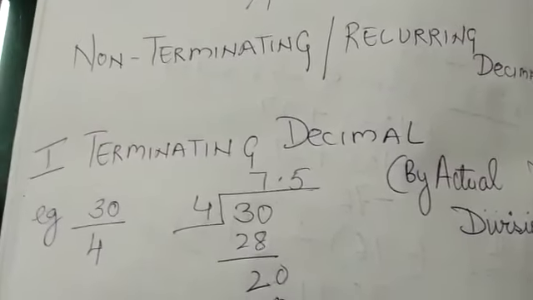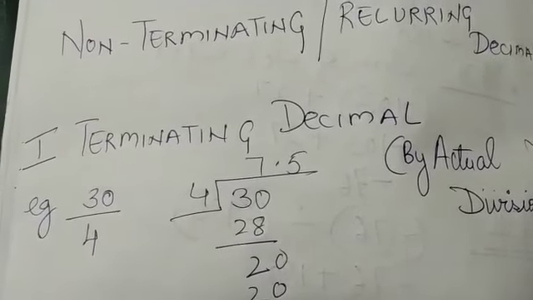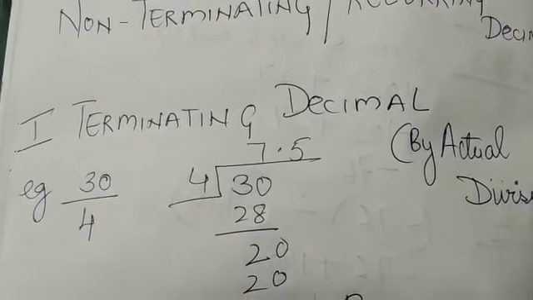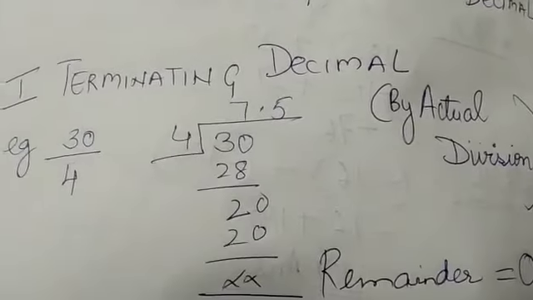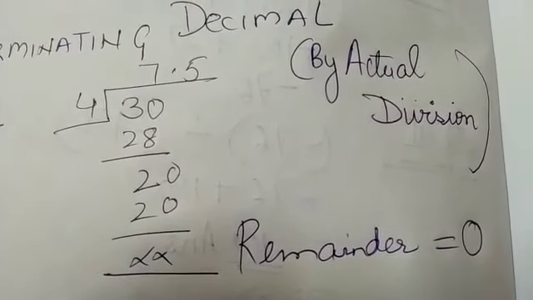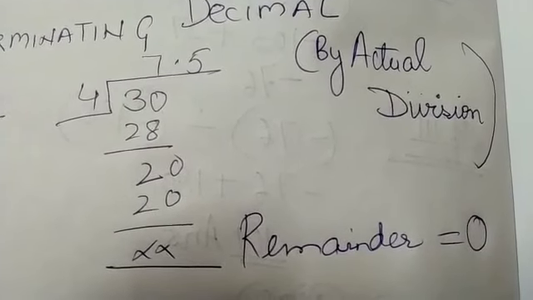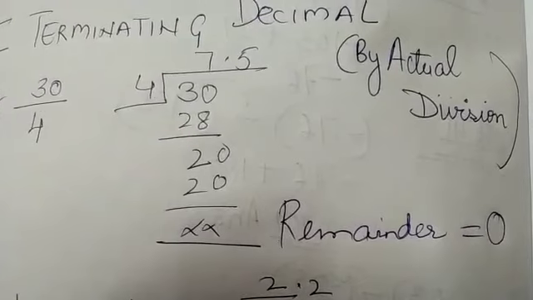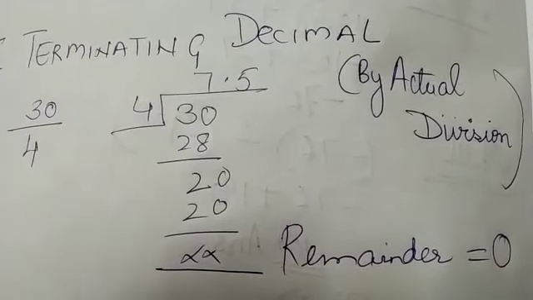You can see here one example. 30 upon 4 means 30 divided by 4. We will divide first 30 by 4 and we'll observe that our remainder is coming 0. Now 7.5 is the quotient. So we can see here the division is ending with a remainder 0. If your division ends with a remainder 0, that number is a terminating decimal.